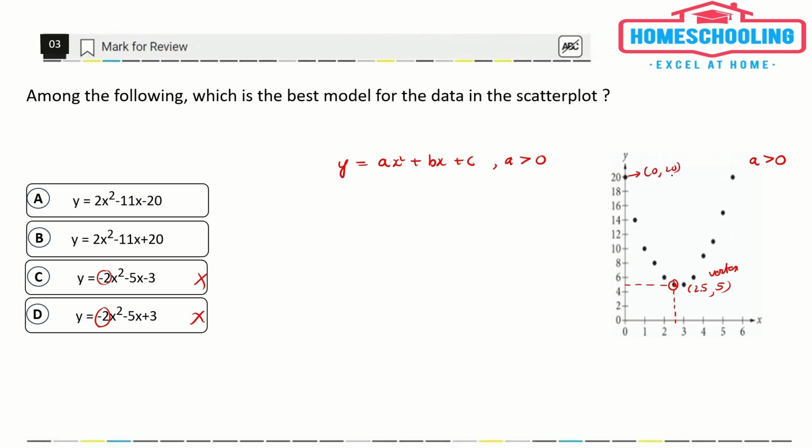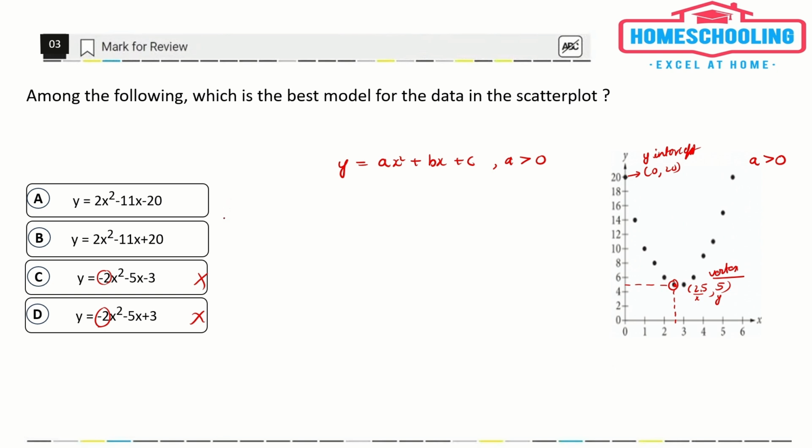When the x value is 0, y is 20. So we know two things here, the vertex and the y-intercept. Now in the vertex, the x value is 2.5 and the y value is 5. So we're going to put the x value in the equations in options A and B, and see whether after putting the x value as 2.5, we get the y value as 5 or not.